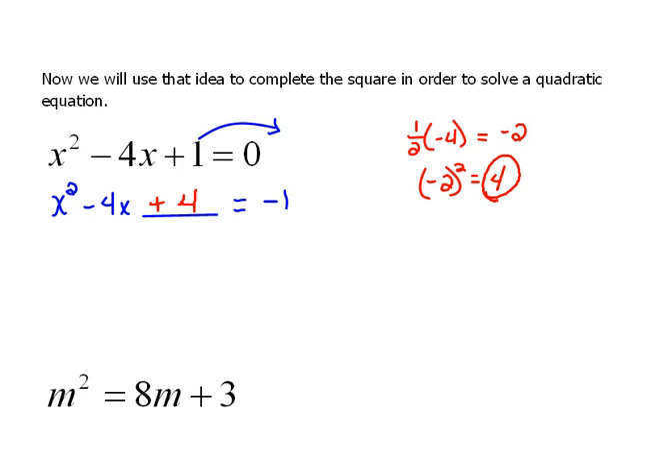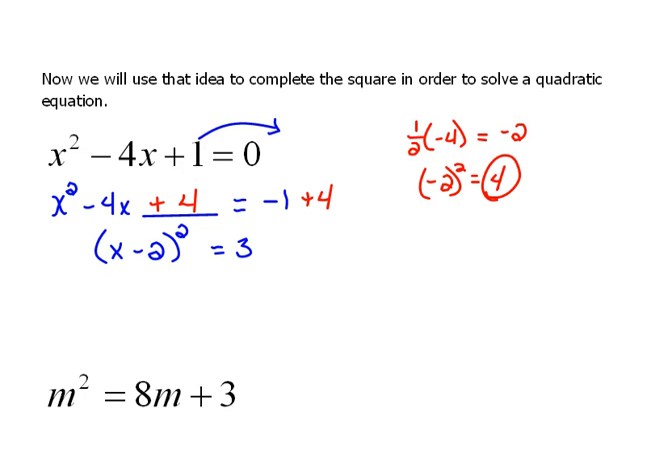We're going to add 4 to the left and 4 to the right to keep it balanced. Now, because we did this, we took half the middle term and squared it, we have now forced this to be a perfect square trinomial. So it will factor into x and then the halved amount, which was a -2, squared. Always remember, it always factors into that halved amount there. Equals -1 plus 4 would be 3.